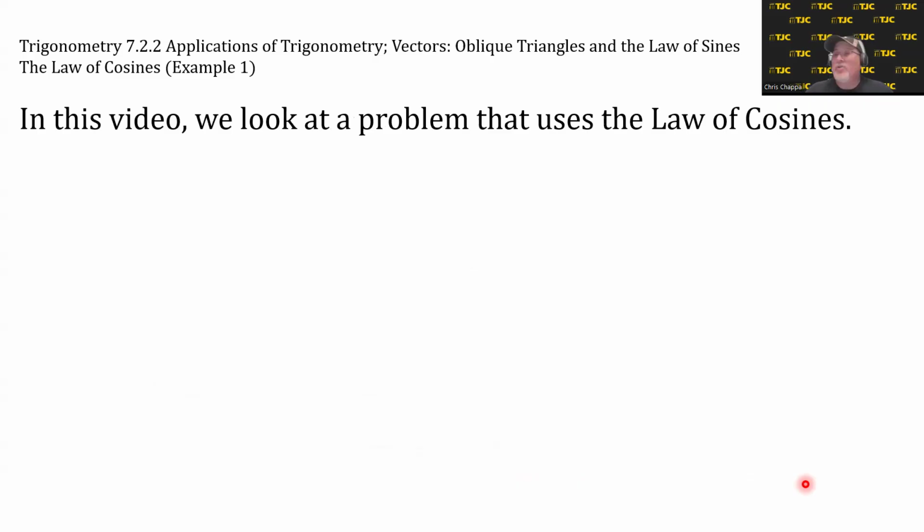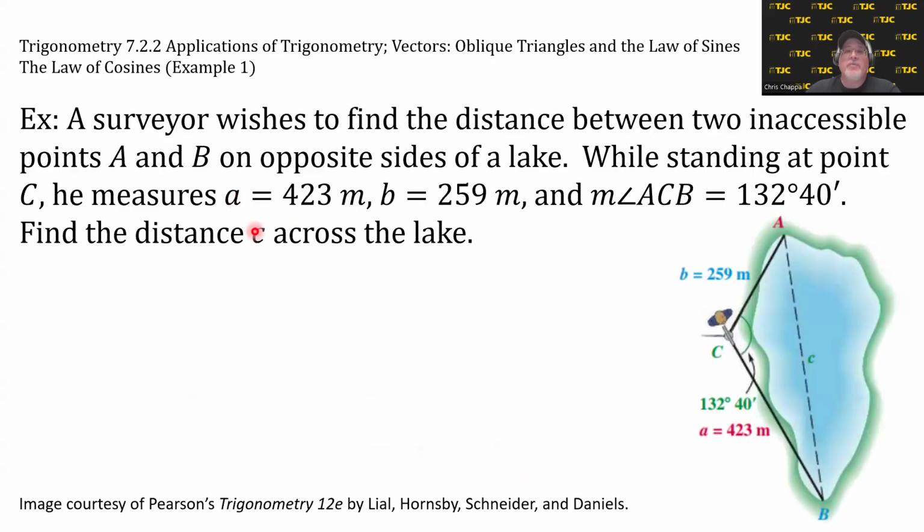This is actually a surveying problem. For example, a surveyor wishes to find the distance between two inaccessible points A and B on opposite sides of a lake. We'll label that distance C. While standing at point C, he measures side A equal to 423 meters and side B equal to 259 meters, and the measure of angle ACB is 132 degrees 40 minutes. Find the distance C across the lake.